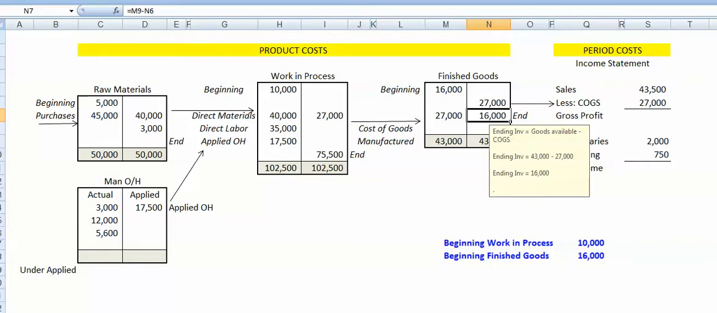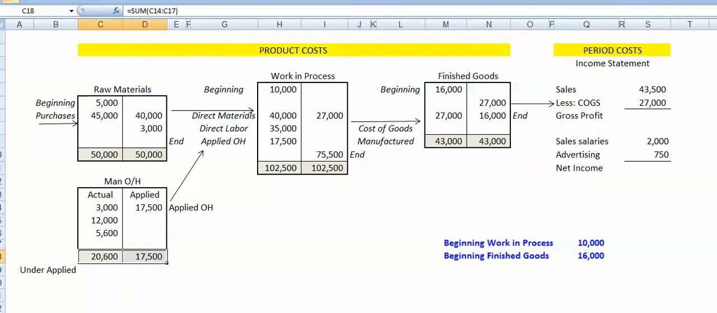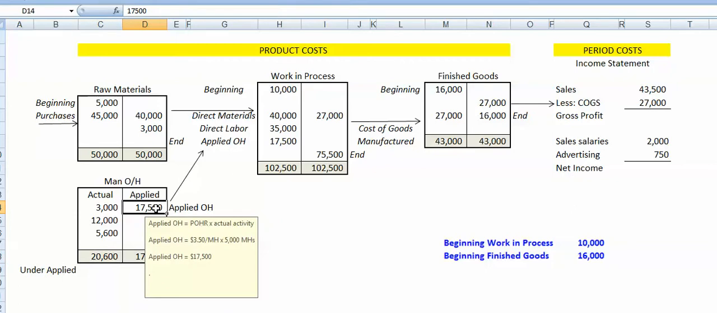Let's continue on. A little bit more information. Let's go ahead and take a look at our overhead accounts. And we can add up both our actual and applied manufacturing overhead. And our actual overhead was $20,600, but we only applied $17,500. And recall the applied overhead, that was our predetermined overhead rate of $3.50 per machine hour multiplied by our 5,000 machine hours. So we've applied $17,500 in overhead to work in process, but incurred $20,600.